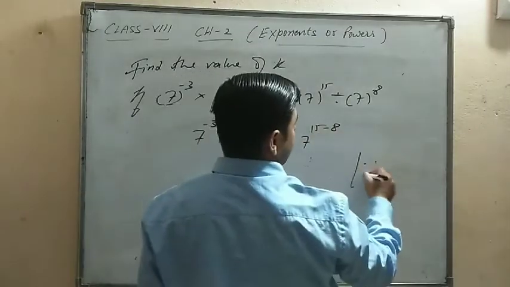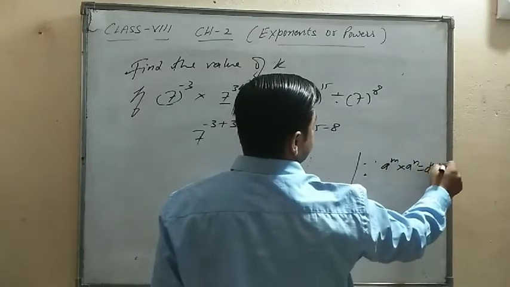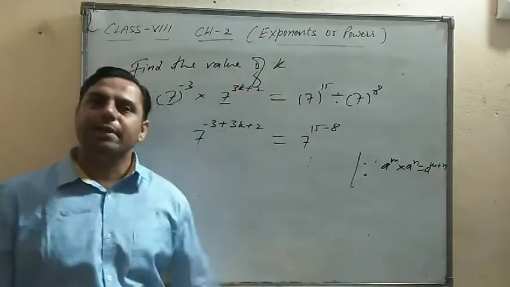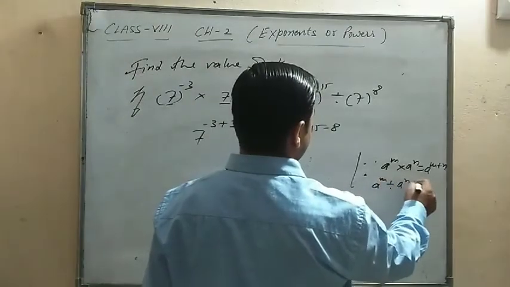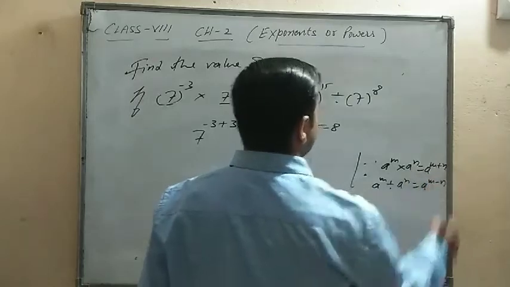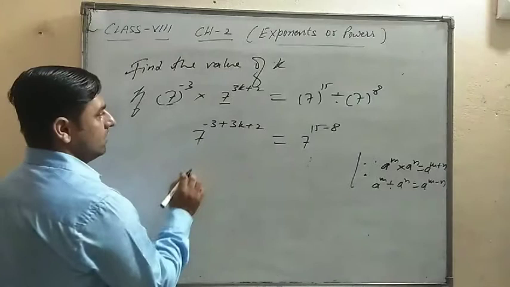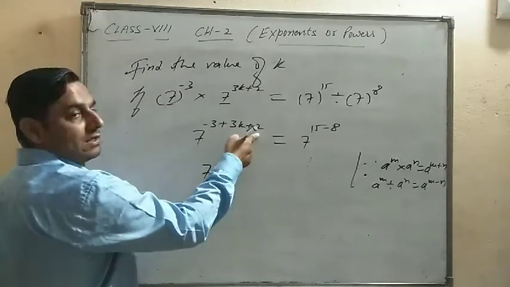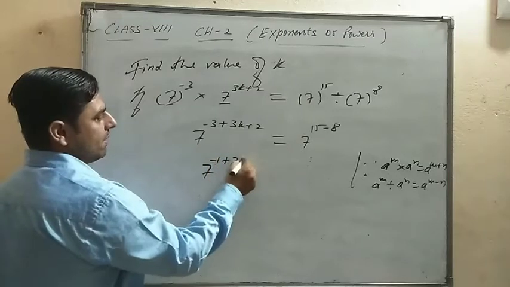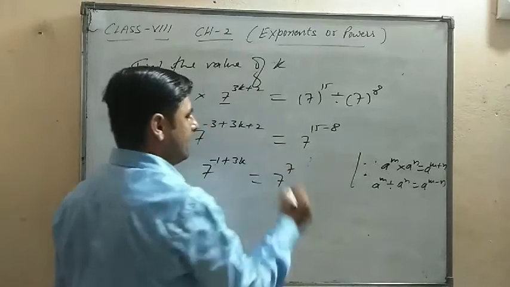So we use here two identities: a raised to power m into a raised to power n is equal to a raised to power m plus n. The next one is a raised to power m divided by a raised to power n, which is equal to a raised to power m minus n. So after calculating, you will get 7 raised to power minus 3 plus 2 minus 1 plus 3k, and 7 raised to power 15 minus 8, that means 7.